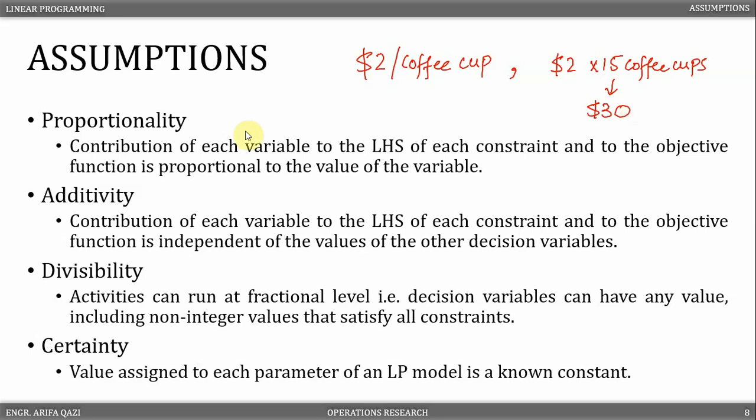The second assumption is additivity, which assumes that every function, whether the objective function or the left-hand side of a functional constraint, is the sum of the individual contributions of the respective activities. In other words, additivity assumes that all activities are independent of each other. For example, if I sell both tea and coffee, the sales of coffee do not in any way influence the sales of tea. So when can additivity be violated?